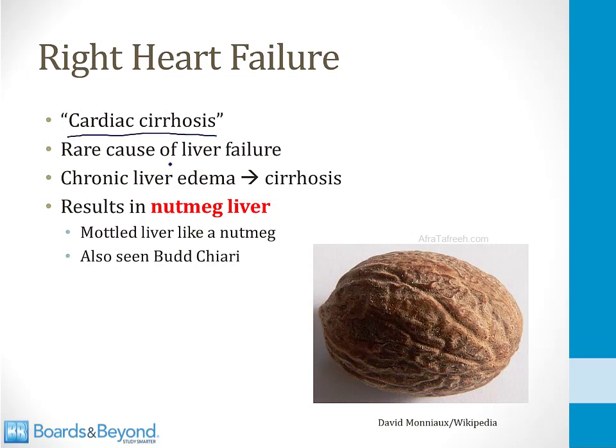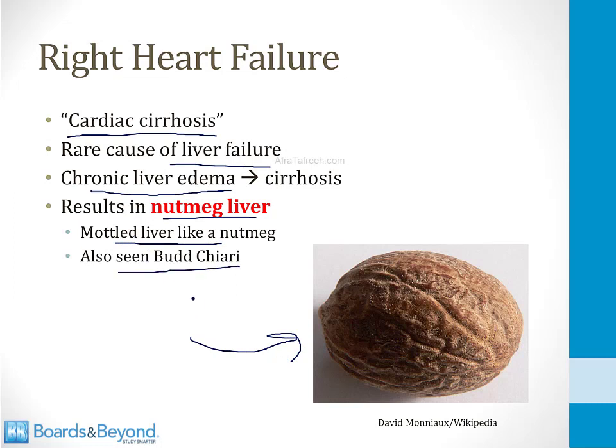This is a rare cause of liver failure that, as I said before, results from chronic liver edema. It characteristically makes the liver look like a nutmeg. This is a picture of a nutmeg on the screen here. The liver develops a mottled appearance. It's not smooth as it normally should be. And you can also see this in the Budd-Chiari syndrome as well. This can occur from any cause where the liver is chronically swollen.